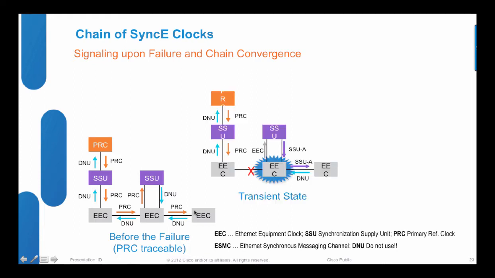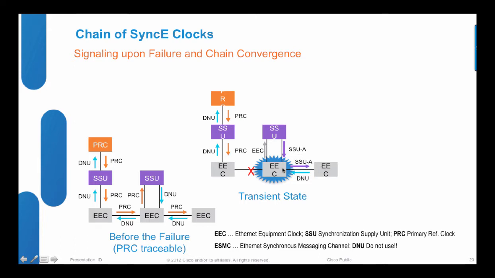So let's now break something. This is the moment something breaks, so we have this red cross here representing the cut of the cable. So right away this guy sees nothing coming in from the primary reference clock, so the SyncE channel is lost. He now sends an output to the SSU saying I'm the Ethernet equipment clock, help me basically. And notice he's not saying do not use, he's saying use me, SSUA.